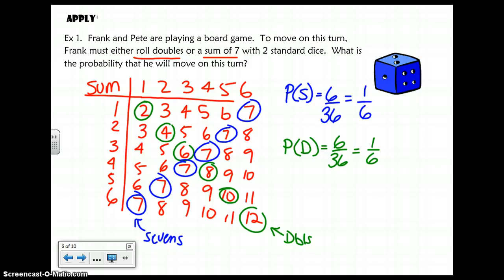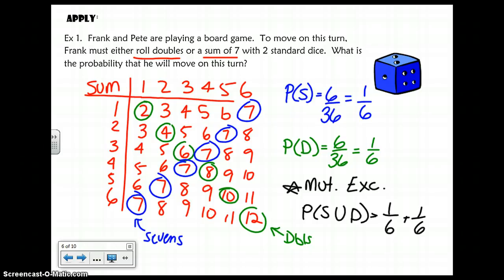Now, are these events mutually exclusive? Means, can you have a double that is a sum of 7? No. So you notice that we don't have any of these circled twice, so that means they are mutually exclusive. So if they're mutually exclusive, to find out the probability of a sum of 7 or a double is going to be just adding them up. So 1 over 6 plus 1 over 6 is 2 over 6, which is 1 over 3, would be your probability that this guy can move on this turn.